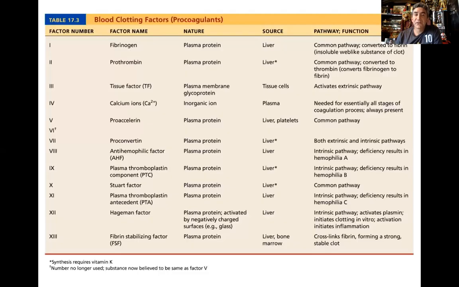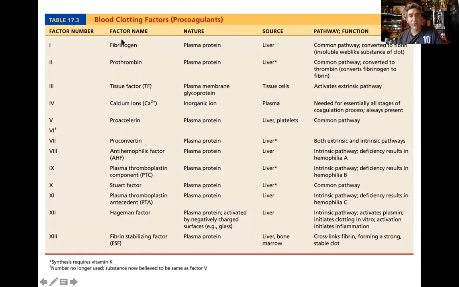Okay, so here we get into some detail that, again, is going to be a lot of stuff, and I'm not going to necessarily ask this level of detail for this first exam, but when we say clotting factors, well, the factors actually have names, right? Fibrinogen, prothrombin, tissue factor, calcium, proaccelerin, so each one of these has an actual name.